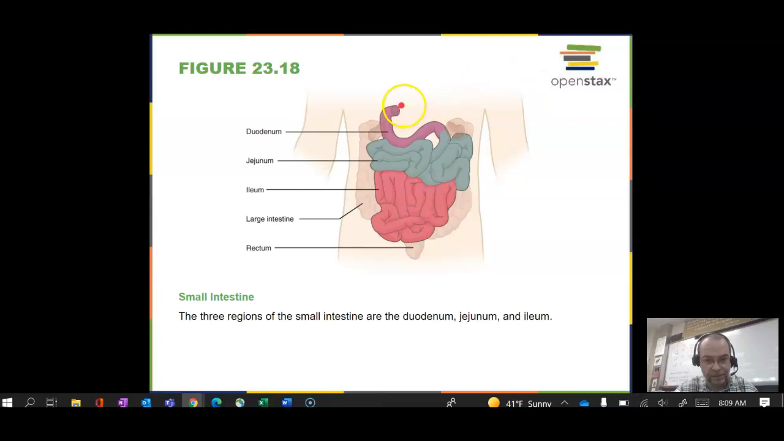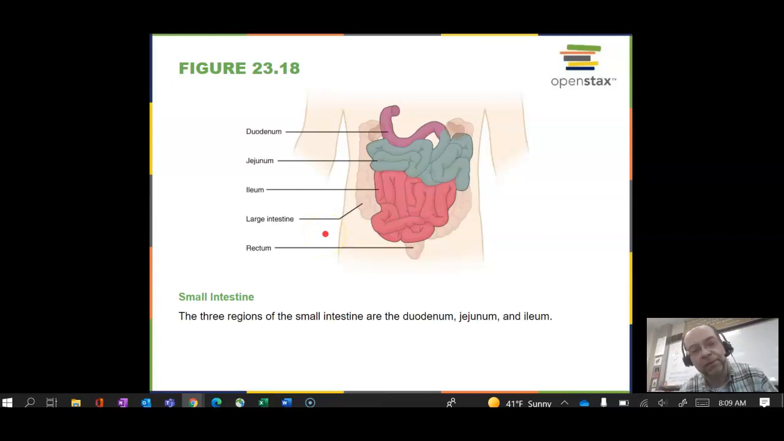Here they are. So here's the stomach. It's been cut away. First section is the duodenum. Second section is the jejunum. And then the third and last section of the small intestine is called the ileum. And then it moves on to the large intestine, which we'll learn about next.